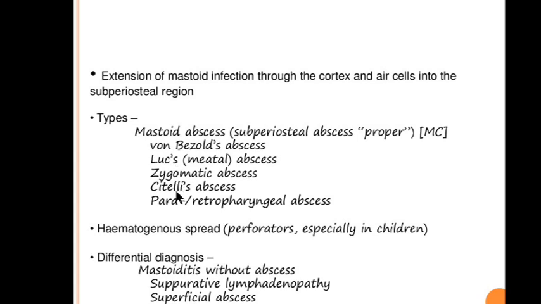These are various other very important names. Names are looking complicated. Again, if you remember the anatomy, nothing is difficult. Von Bezold's abscess, Luc's abscess, zygomatic abscess, Citelli's abscess, parapharyngeal or retropharyngeal abscess. Depending on what is the location where the pus is spreading, these names have been given.